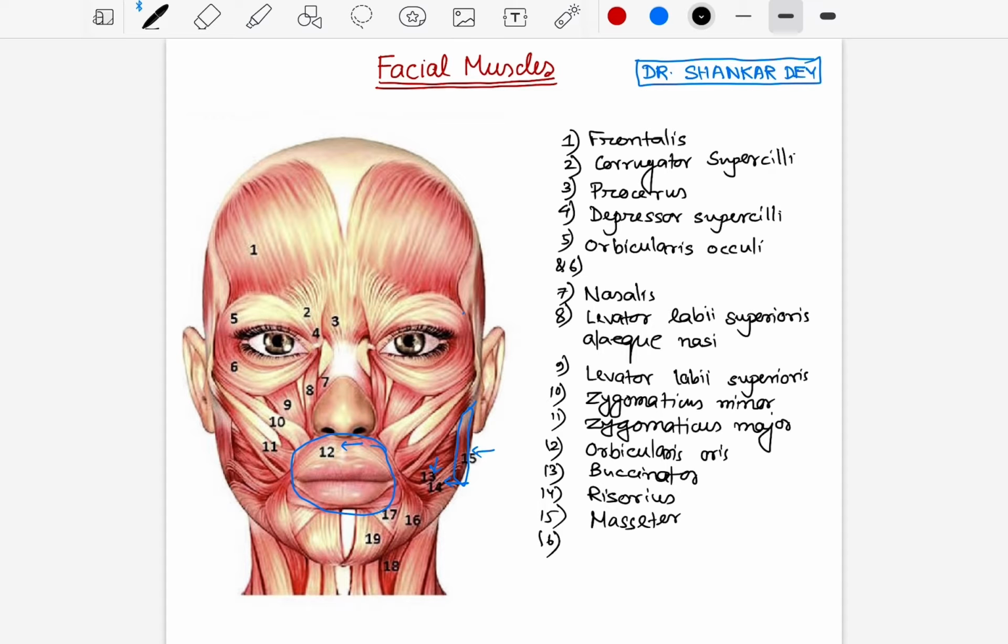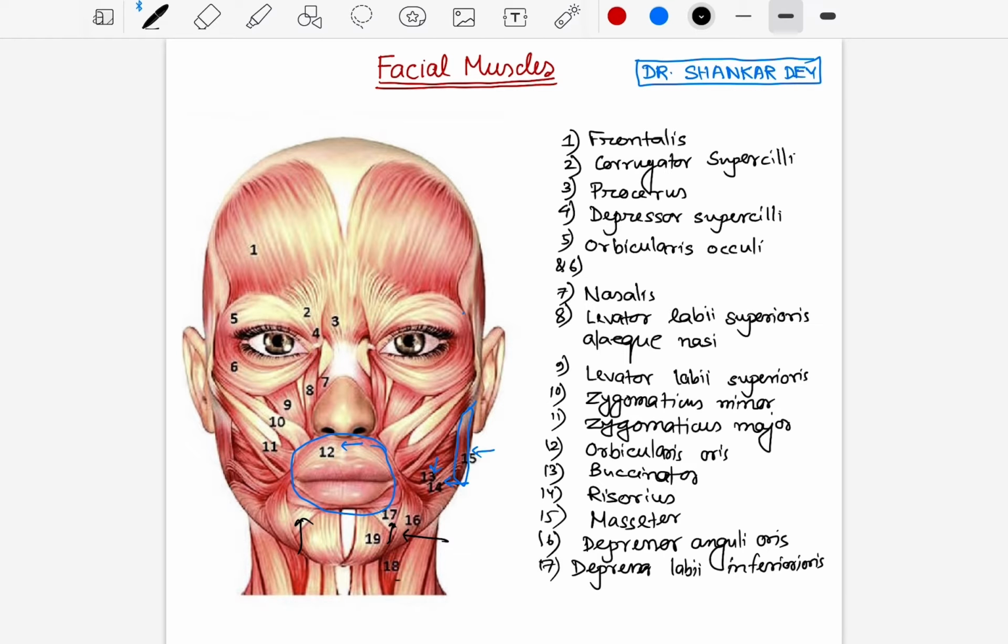And what is number 16? This muscle is number 16. Number 16 is depressor anguli oris. What is number 17? Number 17 is this muscle. This muscle is depressor labii inferioris.